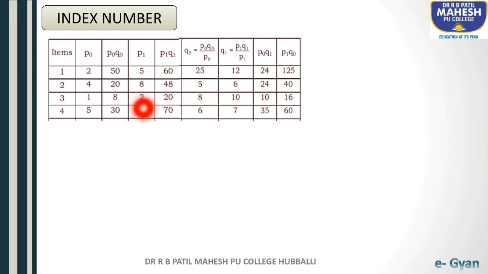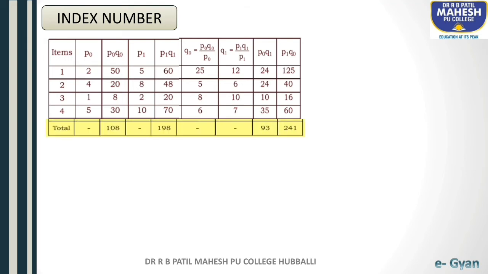P1 into Q0: 8 5s are 40. 2 8s are 16. While multiplying these values you have to be very careful. So 10 6s are 60. So after finding these, now you take the total of this.